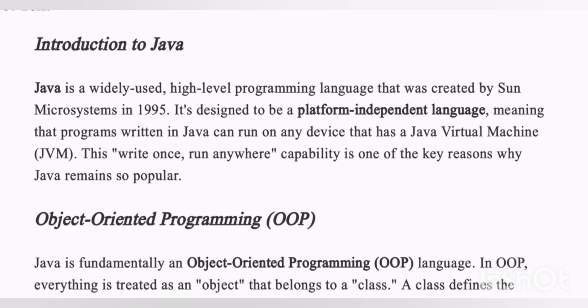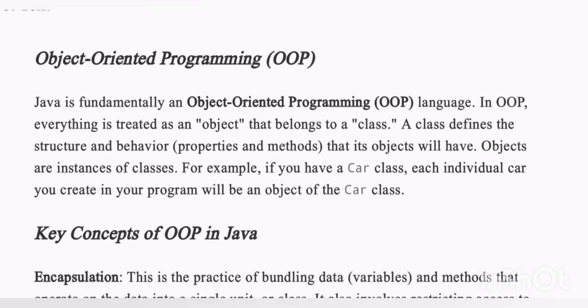Introduction to Java. Java is a widely used, high-level programming language that was created by Sun Microsystems in 1995. It's designed to be a platform-independent language, meaning that programs written in Java can run on any device that has a Java Virtual Machine, JVM. This write once, run anywhere capability is one of the key reasons why Java remains so popular.